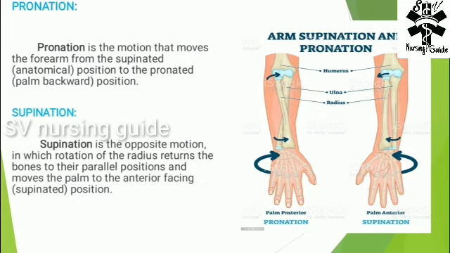Supination. Supination is the opposite motion in which rotation of the radius returns the bones to their parallel position and moves the palm to the anterior facing, that is the supinated position. You see the anterior palm, that is called supination.